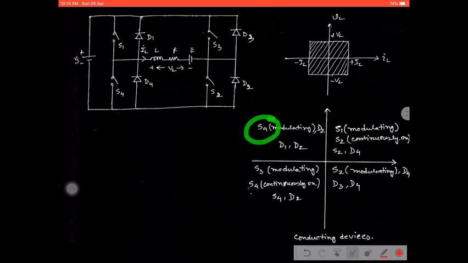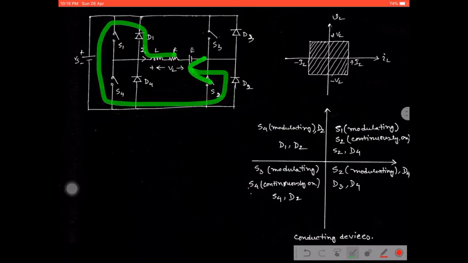Similarly, when S4 is modulating with D2, D2 is already in the forward biasing condition. When the switch is on, the current easily starts flowing through this circuit. That is why D2 is always in forward biasing condition. There is no problem of making any short circuit path over there. That is why we can say S4 modulating and D2 on is the charging path, and D1 and D2, which is the discharging path.